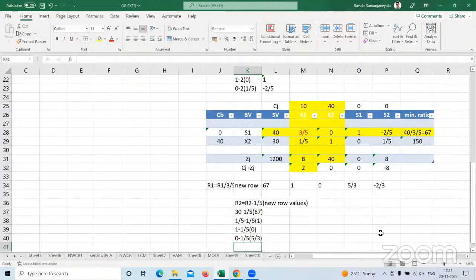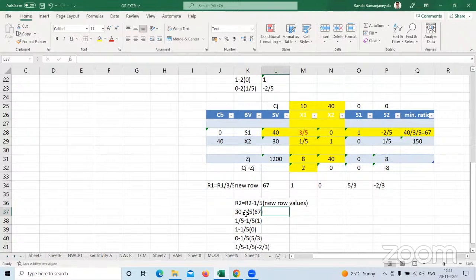The last one is 1 by 5 is the old, minus 1 by 5 is the key element into the new row value is minus 2 by 3. If you find out these values, what may be the new value? So what will you get as the new value for this?